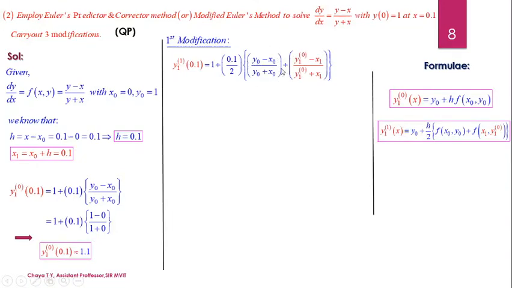F of x naught y naught means into the given definition replace x by x naught, y by y naught, plus I have to now substitute for x and y as x1 and y1 from the 0th modification. So this is the expression we are going to get. Now substitute the required values.